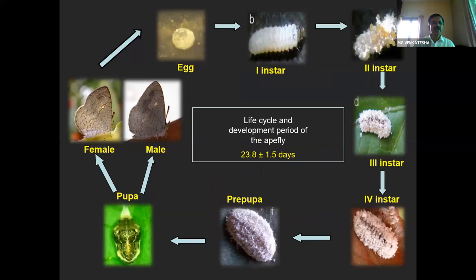So this is the life cycle. This is the female and male butterfly. This is the egg and instar larva. You can see here the full grown larva, and then the pre-pupa and pupa. The pupa is like a monkey face. That's why it is called the F fly. And this butterfly completes its life cycle in about 25 days. Next slide, in the tropical region.